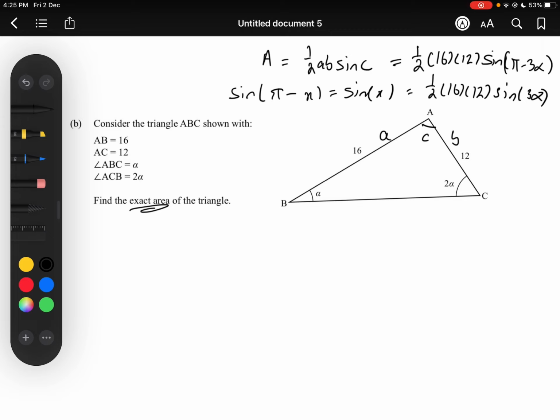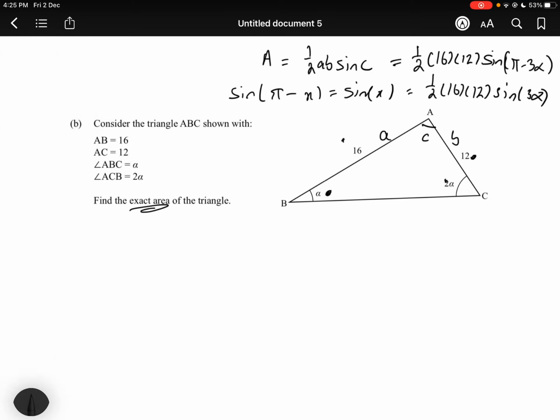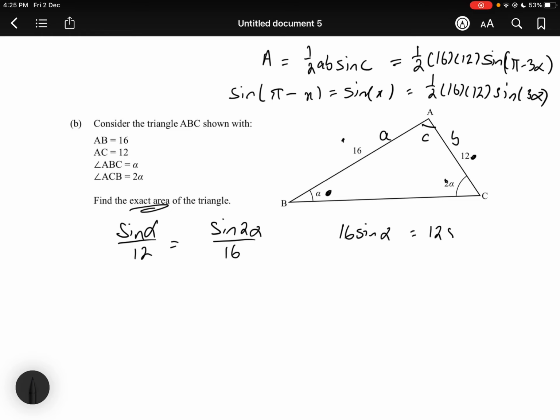So let's use the sine rule. Looking at this angle here and this length here, and we can look at angle ACB here and length AB. In this case, we have sine of alpha divided by 12 is equal to sine of 2 alpha divided by 16. So we can say that 16 sine alpha equals 12 sine 2 alpha. And we can write sine of 2 alpha as 2 times sine alpha times cos alpha. So we have 16 sine alpha equals 24 sine alpha cos alpha.